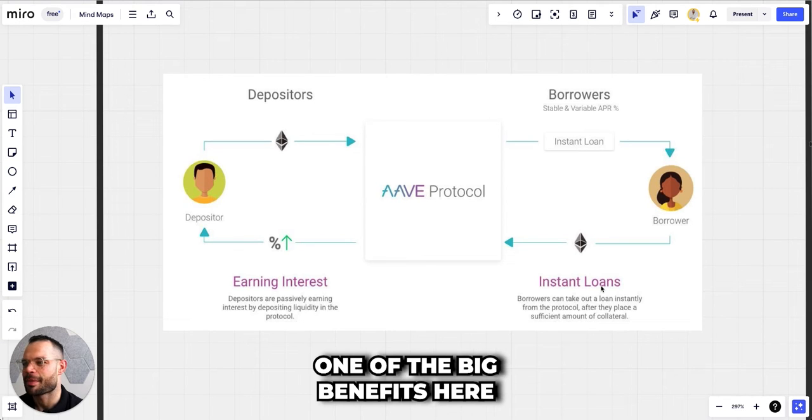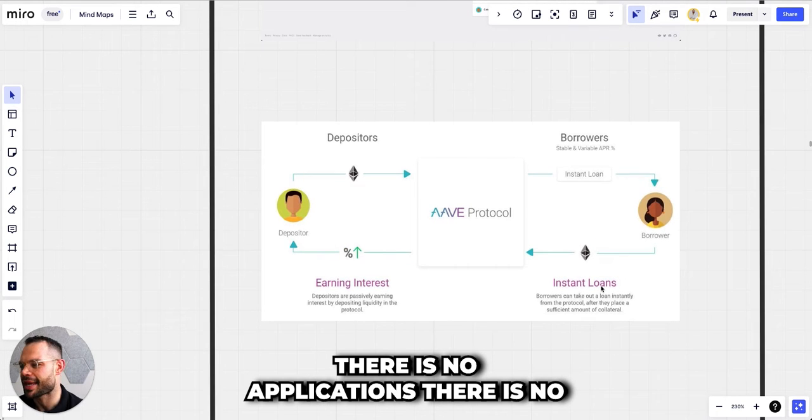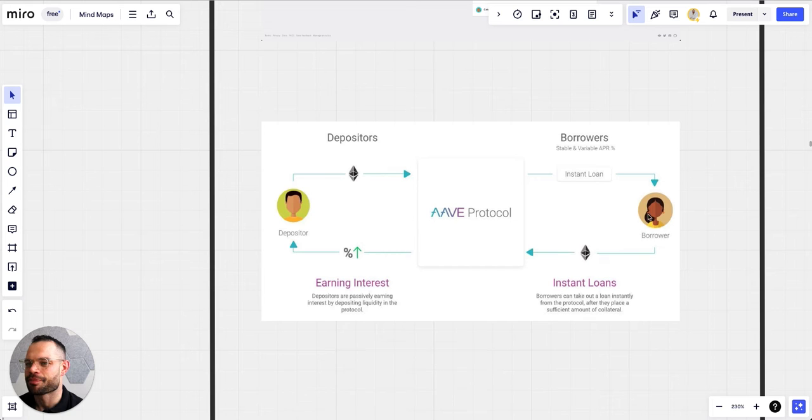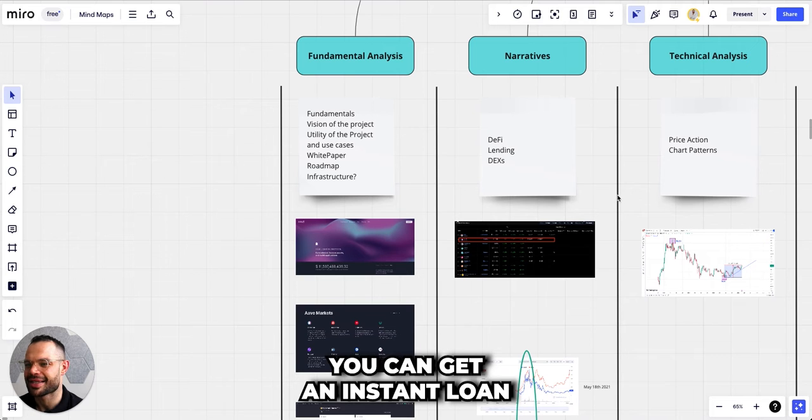So again, one of the big benefits here is that we have the ability to get instant loans against our collateral. There are no applications, no processing times, no bureaucracy or red tape. If you have the collateral to put up, you can get an instant loan.